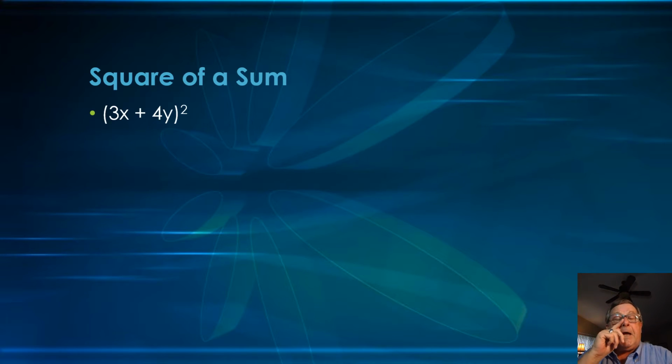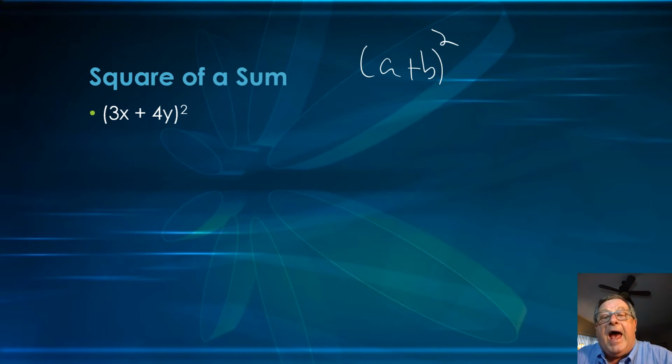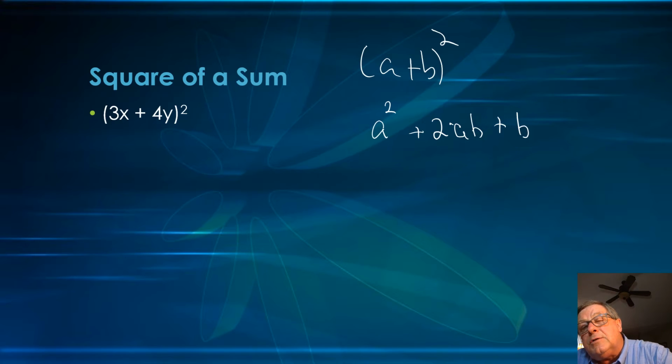Now let's look at this second example. And again, we've got the square of a sum, 3x plus 4y squared. And so remember, what we're really talking about is where we've got a plus b squared, that we have a pattern that can help us square that, which is a squared, the first term squared, plus 2 times a times b plus b squared, squaring the last term in the binomial.